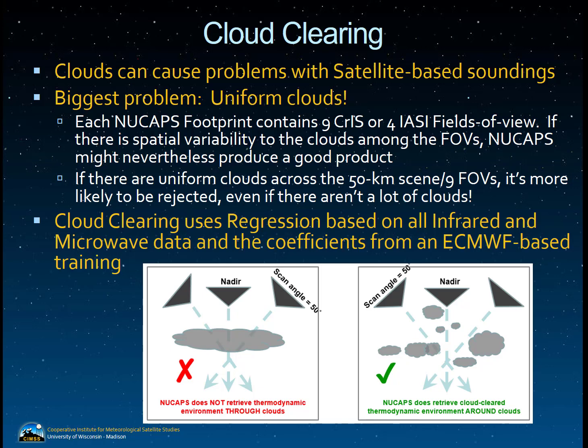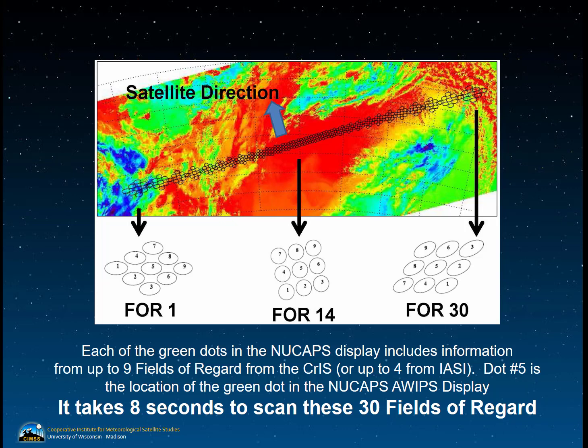Clouds cause problems with satellite-based soundings, and the biggest problem is uniform clouds. As shown at the bottom, NUCAPS does not retrieve thermodynamic environment through clouds. So if you have a uniform cloud cover, that's a problem. But if you have non-uniformity to your clouds, NUCAPS is able to retrieve around the clouds. 9 CrIS fields of regard comprise each NUCAPS dot, and 1 ATMS footprint sits over those 9 CrIS fields of regard. That's the kind of data that's going into each NUCAPS profile.